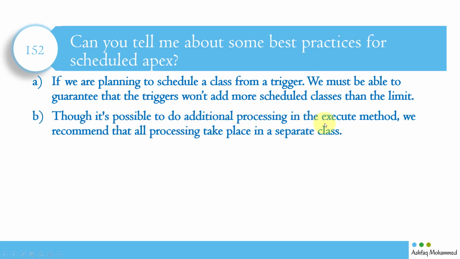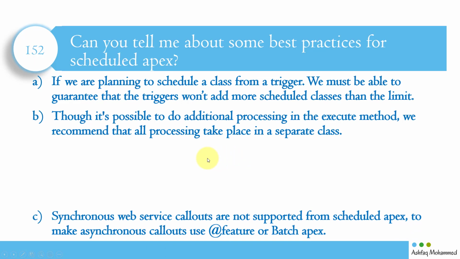Though it is possible to do additional processing in the execute method, we recommend that all processing takes place in a separate class. You remember we discussed in the previous video that there is a mandatory method called execute in the scheduled Apex. So point number two is, do not write the whole logic in that method. Write the logic in a different class with multiple methods, and then call those methods from the execute method instead of writing everything in it, if it is a very big logic. This is just to unclutter the execute method. That's the best practice.